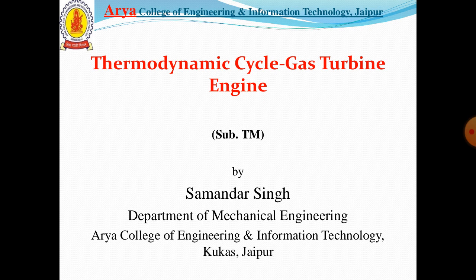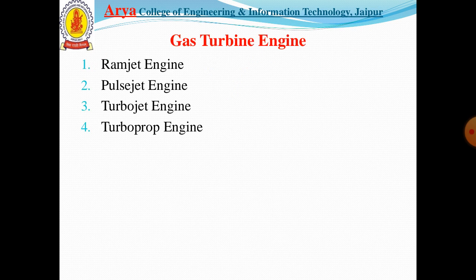Today's topic is the thermodynamic cycle of the gas turbine engine. The types of gas turbine engine are: first the ramjet engine, second the pulse jet engine, third the turbojet engine, fourth the turboprop engine, and one more, the turbofan engine. The ramjet engine can be used for the highest cruising speed, whereas the turboprop engine will be useful for lower cruising speed at low altitudes.